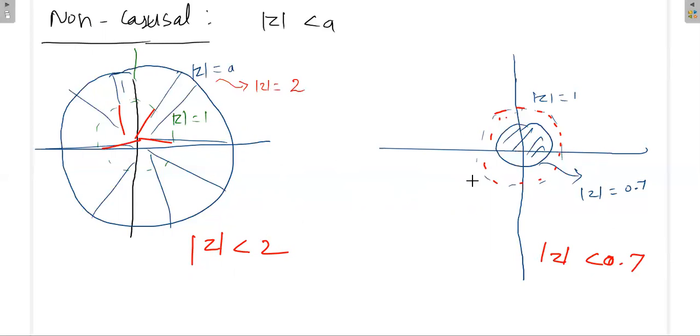Again, here also we are not worried about the stability nature, but if you see, in this case we are including the mod z equal to 1 circle, but here we are not including. That will affect the stability of the system.